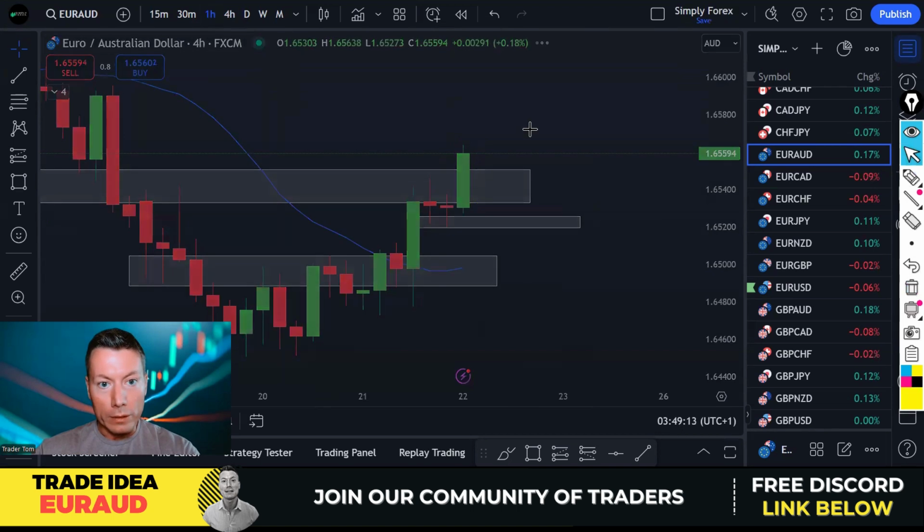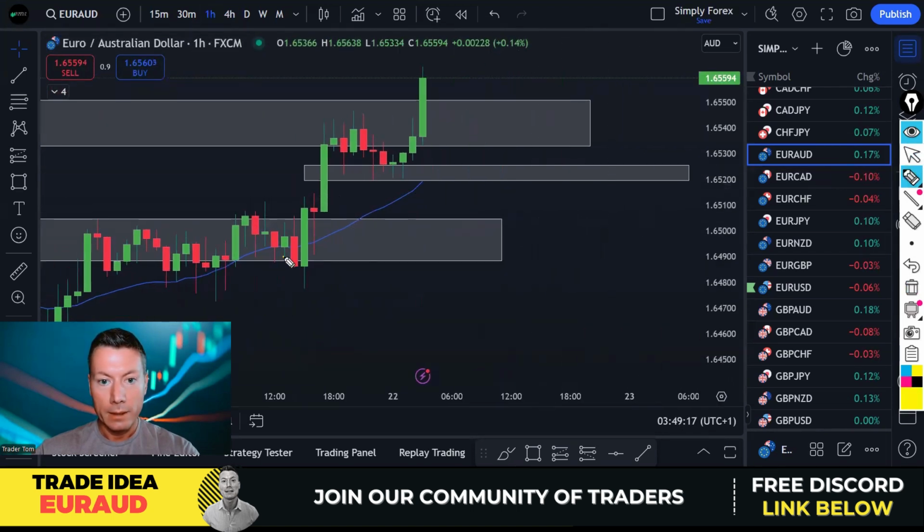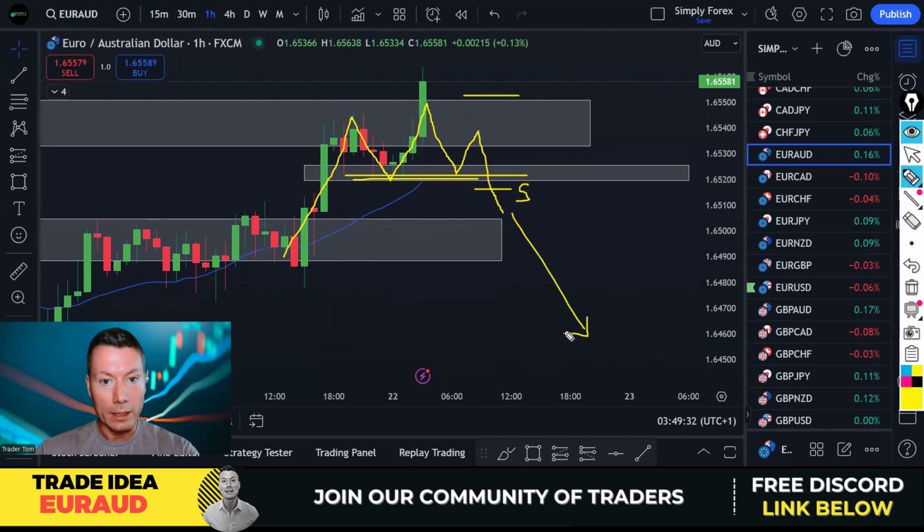So what I'm looking for is a break of this H1 structure. If price comes up, maybe does this, but then breaks this level, guys, yeah, I'm interested in selling Euro Aussie dollar again. We can start selling in here, put our stop above here and take the price lower.